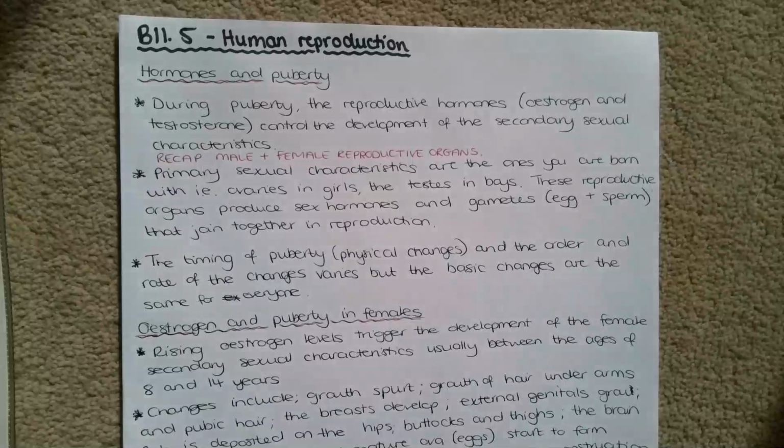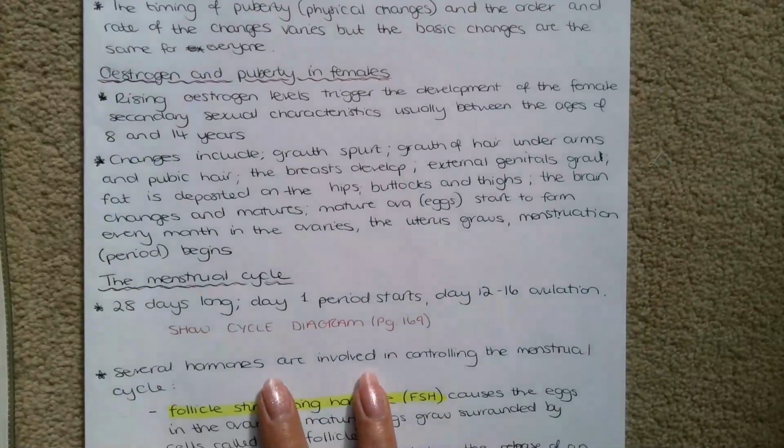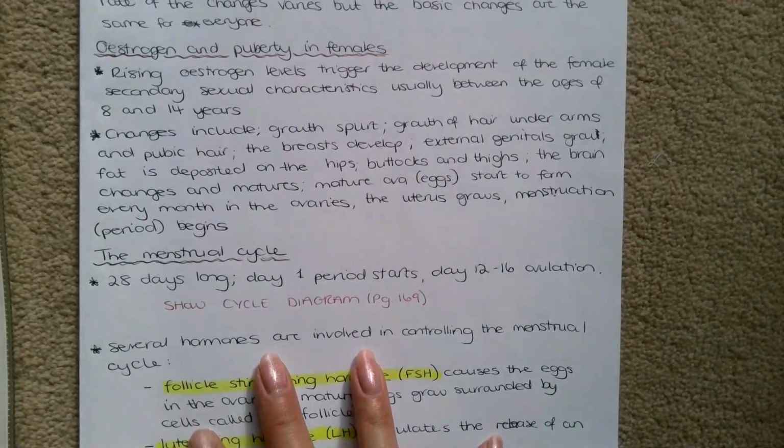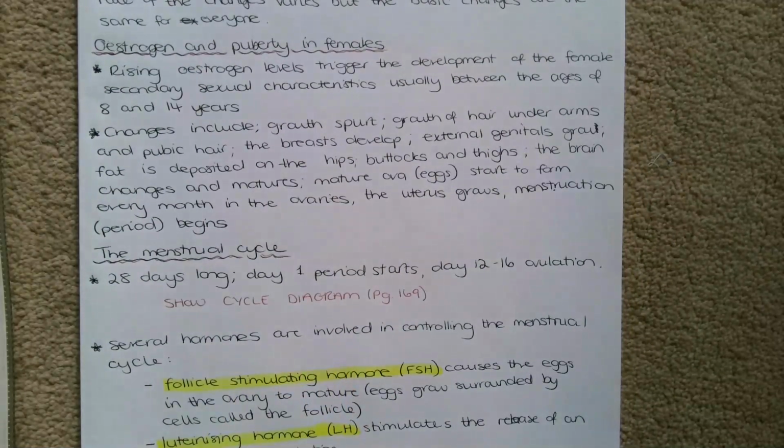So the timing of puberty, so the physical changes. Remember, adolescence is all the physical and mental changes, puberty is just the physical changes. The order and the rate that they change varies, but basic changes are the same for everyone. We're going to start off by looking at estrogen and puberty in females. Rising estrogen levels trigger the development of the female secondary sexual characteristics between the ages of roughly 8 and 14. The estrogen is produced in the ovaries.